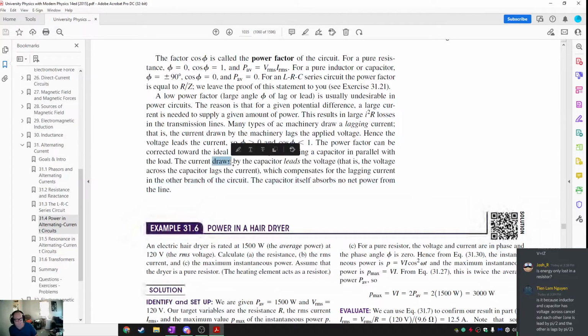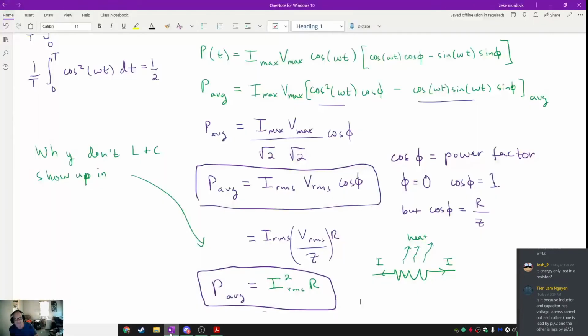So the idea is basically that if you want to get a cosine phi that's equal to 1, you can add things to your circuit. And that may make your circuit more efficient because, as they say right here, for a given potential difference, a large current is needed to supply a given amount of power. So if you want to lower the amount of current that you need to supply the same amount of power, you might be able to fix the power factor. That's basically what they're saying here. I don't know if that made any sense, but the point is that we can manipulate our circuits to make this closer to 1 if we want to. And maybe there are systems in which you don't want to do that.